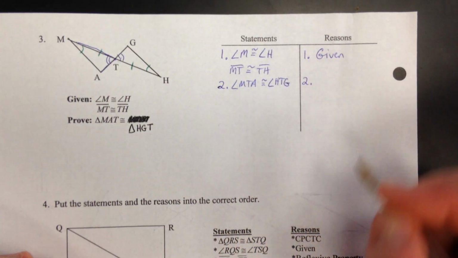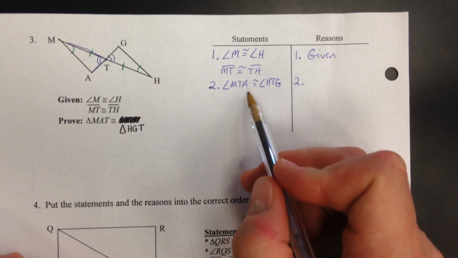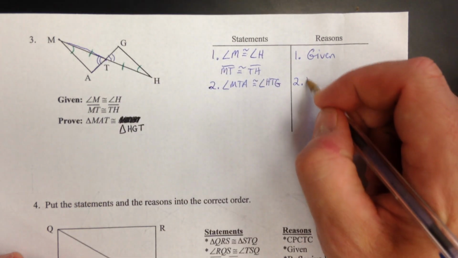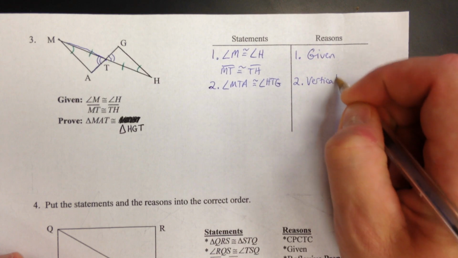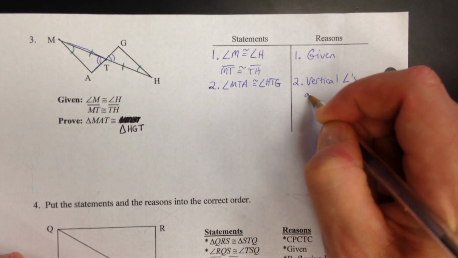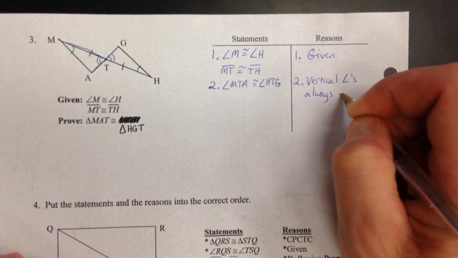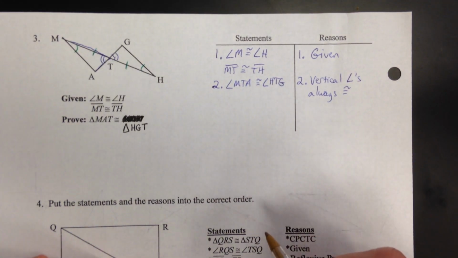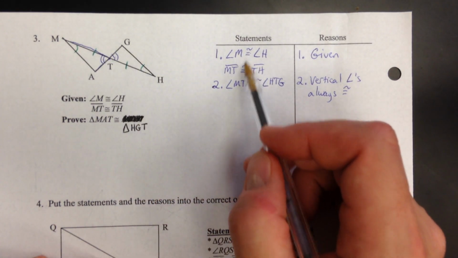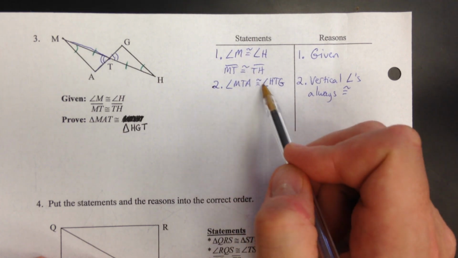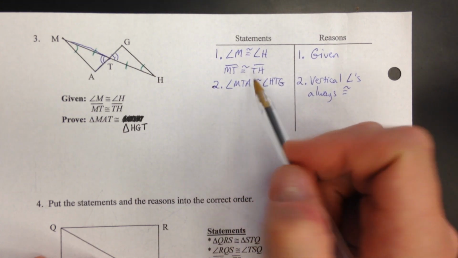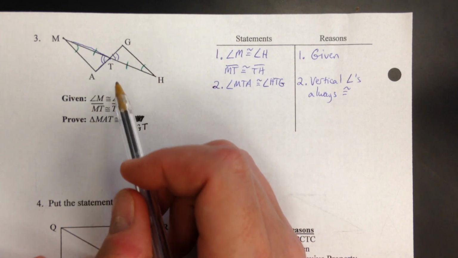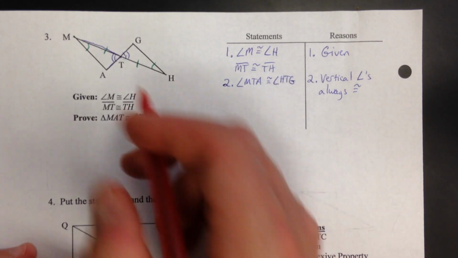The vertex of the angles are at T, so that's always the middle letter. Now, why are we allowed to say those are congruent? What's the reason? Well, vertical angles are always congruent. Now, in my proof, I see 3 pieces of congruence. So I think at this point we may be able to say that the triangles are congruent.